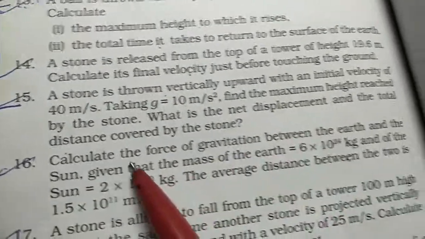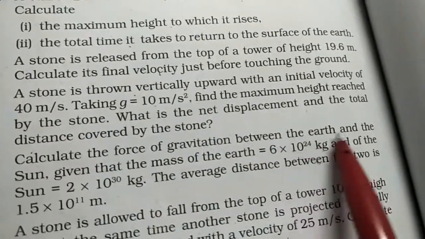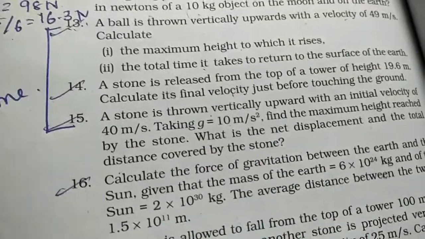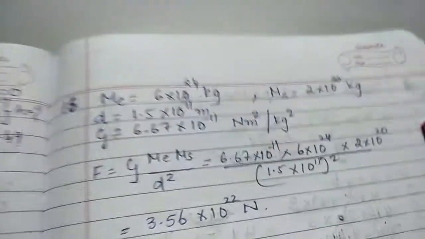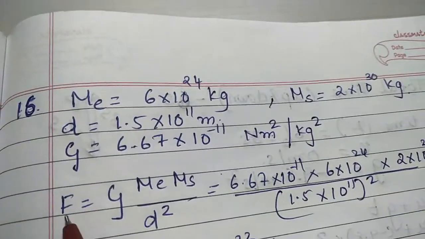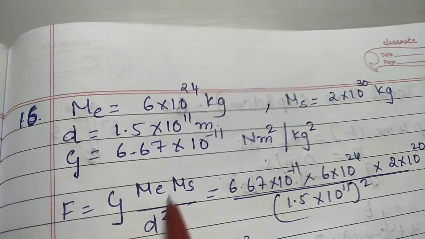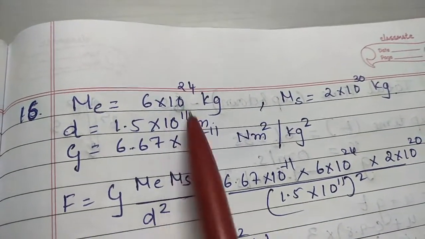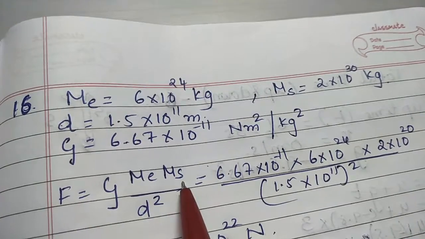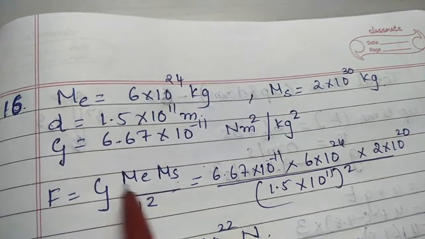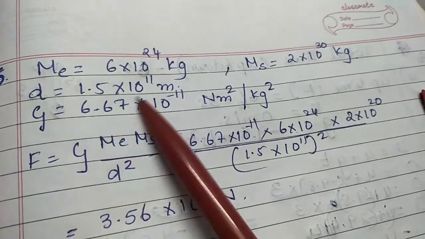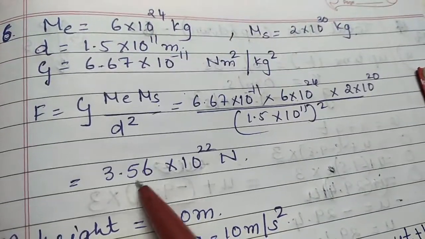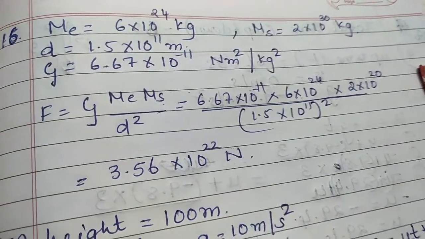Okay, now I'll go to the next sum, 16. The 16th sum is to calculate the force of gravitation between earth and the sun, where the mass of the earth, sun and everything is given, and the distance is also given to you. It's a simple formula. In that formula, F is equal to G Me Ms upon d square, where Me is the mass of earth, Ms is the mass of sun. So you have to multiply both, and then d square is also given to you, square of this. You will get 3.56 into 10 raised to 22 newtons.